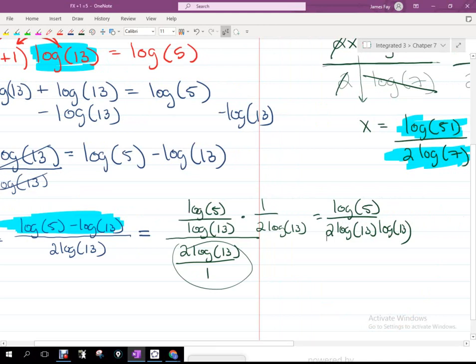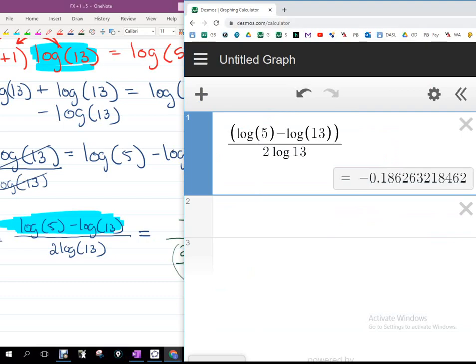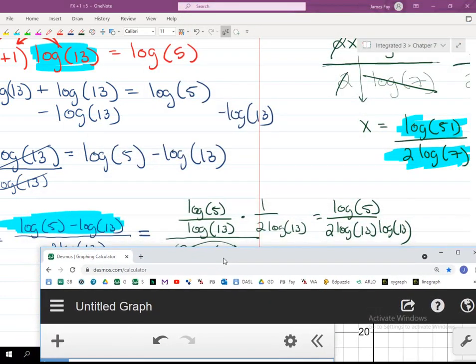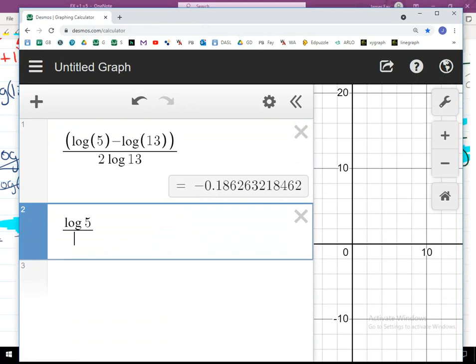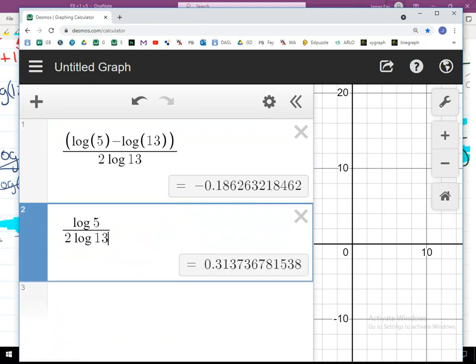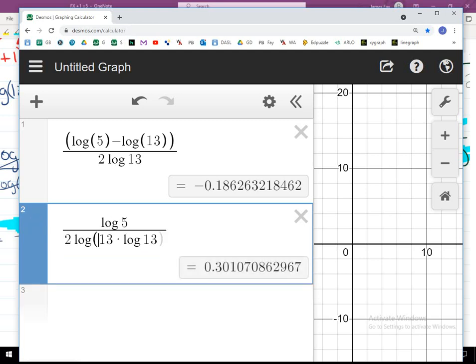Okay. Now, let's see what happens here. Let's go and see if we get the same result. See if we get the same number right here. If I type in log 5 divided by 2 log 13 times log 13, it doesn't know. I want multiplication there, and it doesn't know that that needs to be parenthesis there, and parenthesis there.